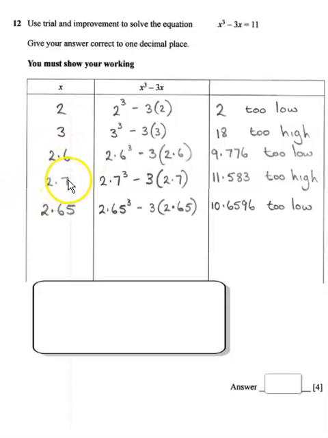But to determine which one it is, we have to do 2.65 and do exactly the same, substituting it in, and we get 10.6596, which is too low.